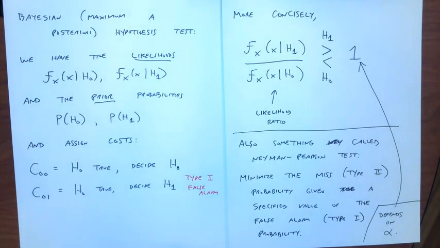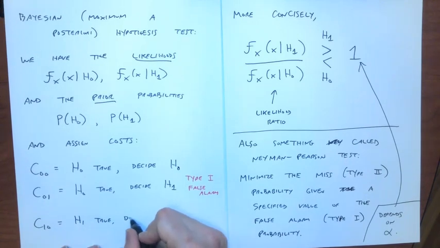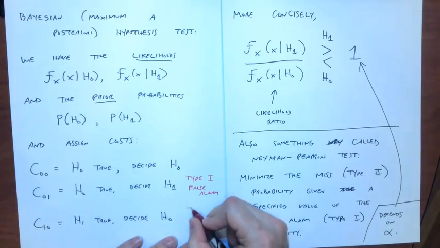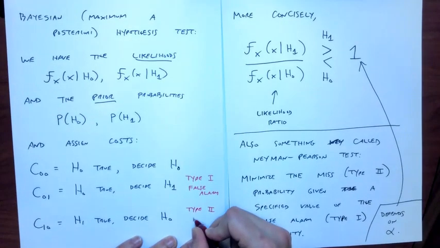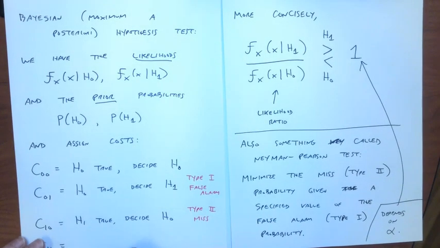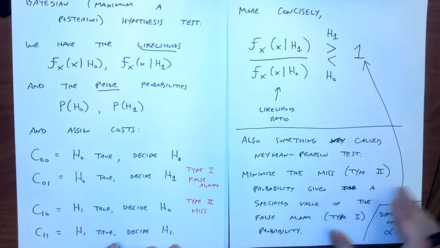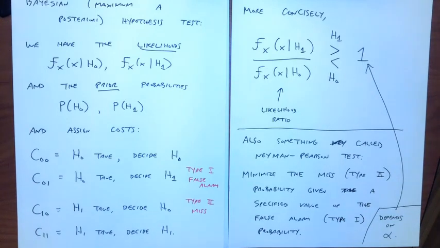Then I have C10, which is H1 is true, but I decided H0. That's what we called a type 2 error or a miss. And then I have C11, which is H1 is true, and I decide H1 was true. Right? So C00 and C11 are the good cases, and C01 and C10 are the bad cases, right? So this allows us to decide on different costs depending on the circumstances, right?